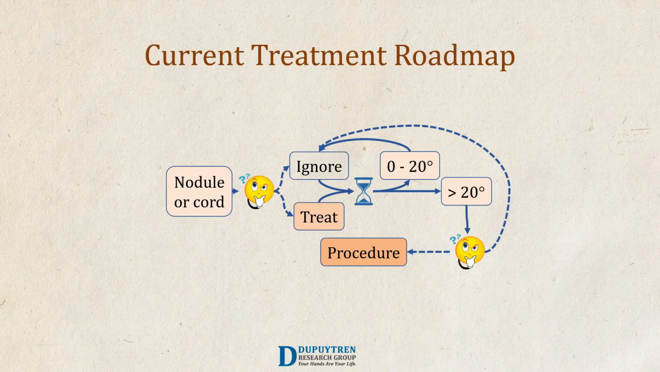And if they do decide to have a procedure, then that closes the loop. There's no off-ramp to this roadmap, because we currently don't have a procedure that cures Dupuytren disease. After treatment, the person with Dupuytren disease still has Dupuytren disease, and they are back on the route of waiting to see if they develop a contracture in the treated finger or in an untreated finger.